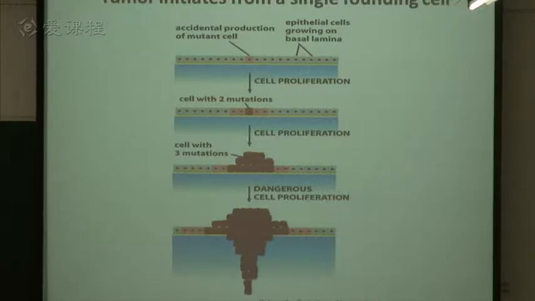It essentially starts with a single founding cell, and by repeated rounds of mutation and proliferation, one type of malignant tumor cell will dominate the tumor mass.